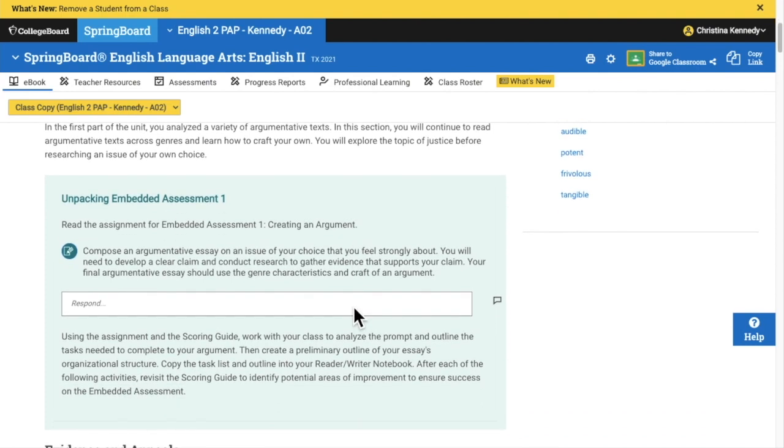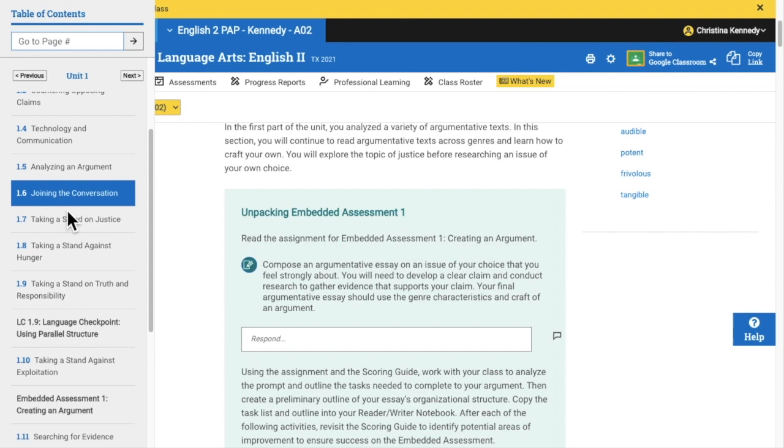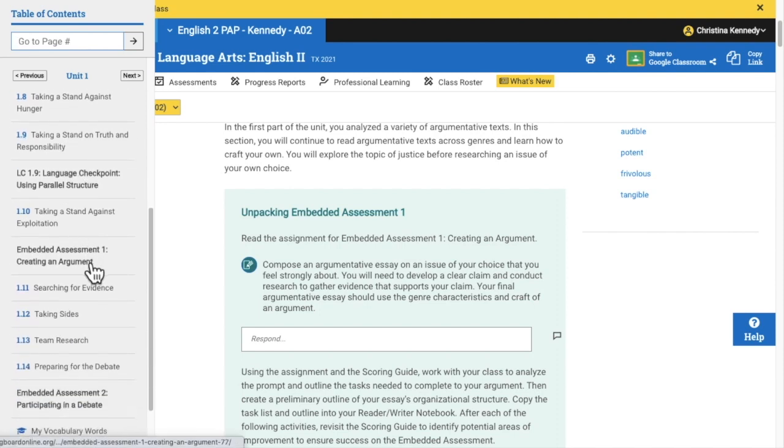So we're going to first start off with unpacking Embedded Assessment 1. You'll be using Embedded Assessment 1 as your next assignment here. I am not going to have it due until maybe next week just because I am out. But I do want you guys to unpack what we're doing in Unit Embedded Assessment 1. So take this time really quick to jump down to where you see Embedded Assessment 1, creating an argument.